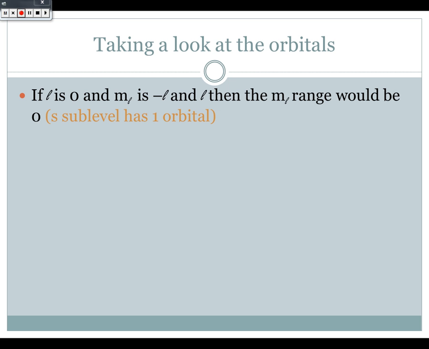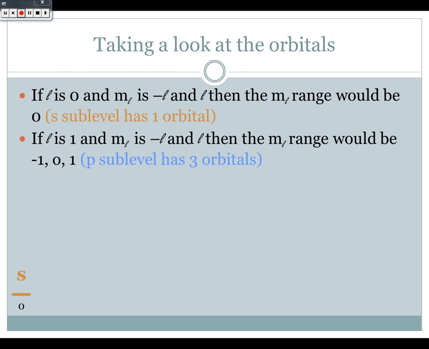So let's take a longer look at it. If L is 0 and m sub L is then negative L to L, then the range would be 0, because there is no negative 0. That doesn't exist. It's just 0. So the S sublevel has 1 orbital, 1 little slot. If L equals 1, m sub L is negative L to L, then the m sub L range would be negative 1, 0, or 1. The P sublevel would have 3 orbitals, negative 1, 0, and 1.